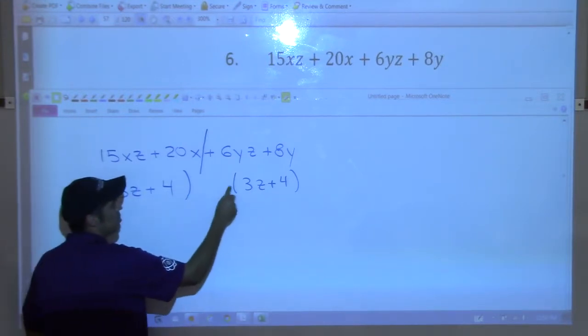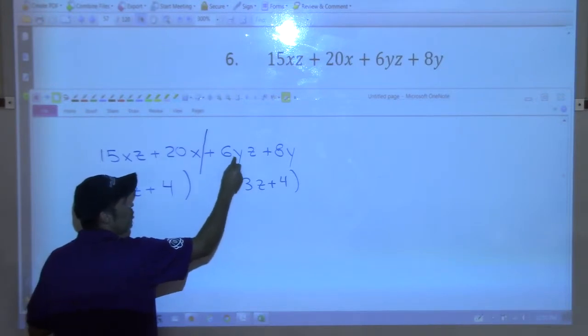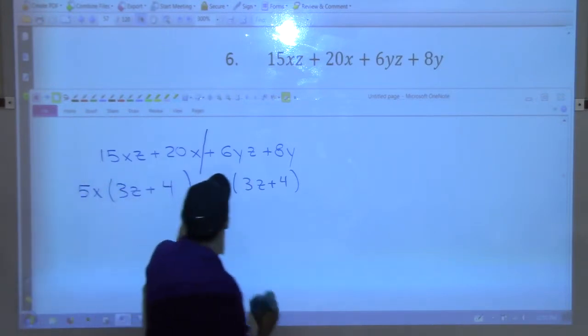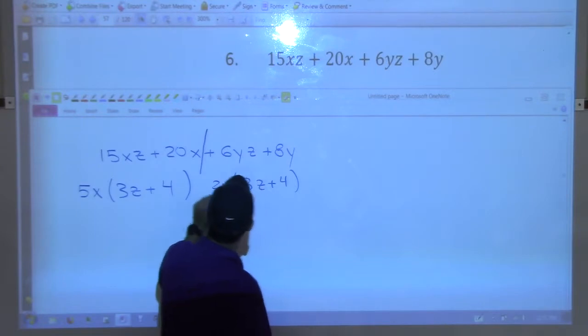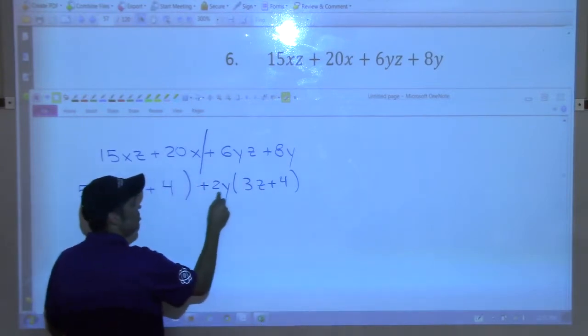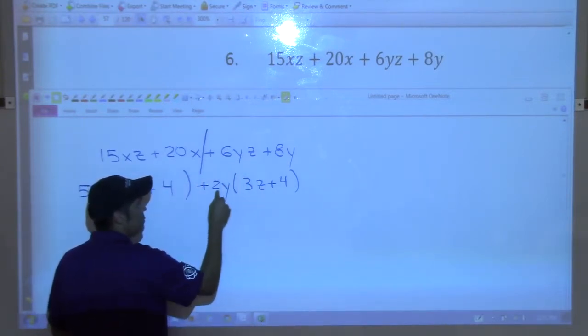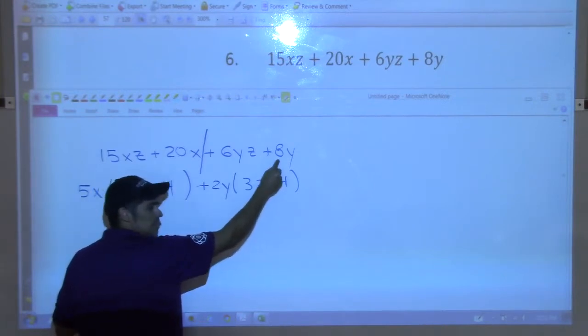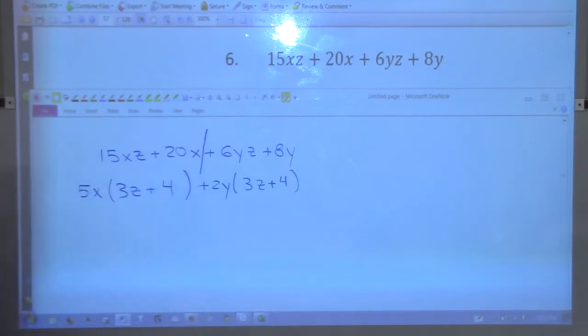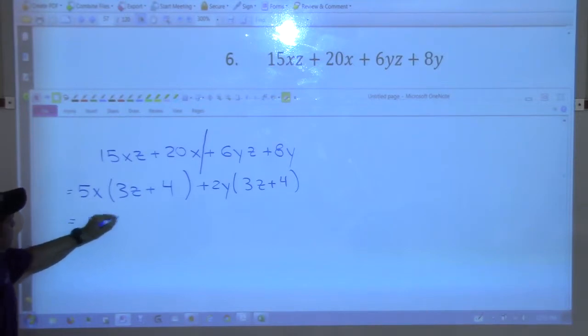So we would need to turn this 3z into a 6yz. So we need a 2y there, and we're going to put a plus in front of it. Plus 2y, so that would give us that. And does this times this give us this? It does, right? So that works. And so now our next line and, hopefully, last line is 5x plus 2y in parentheses, and then 3z plus 4.